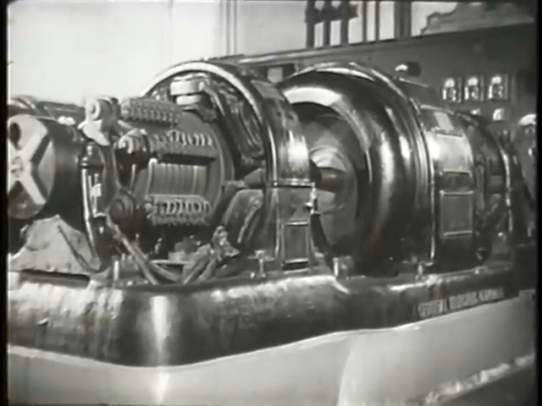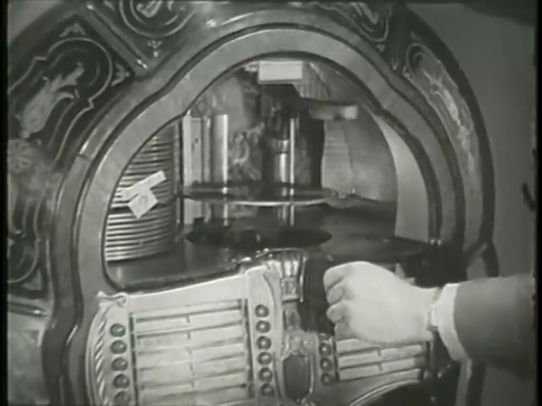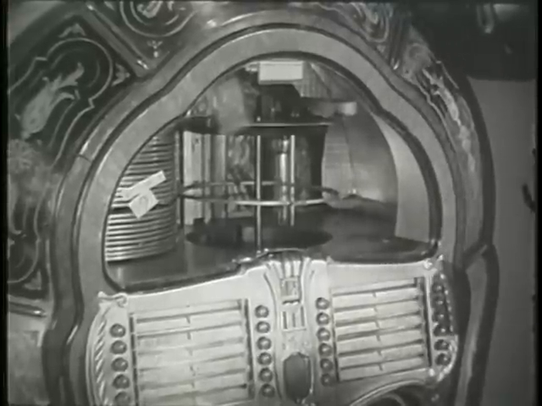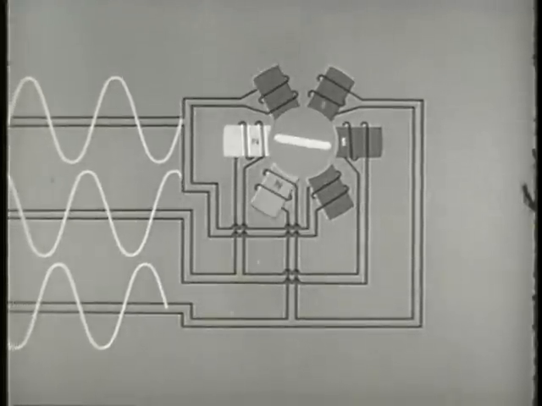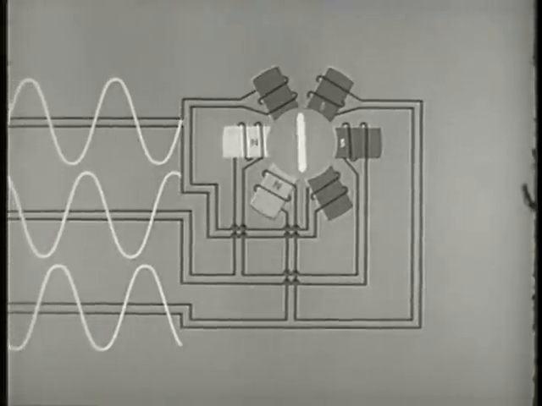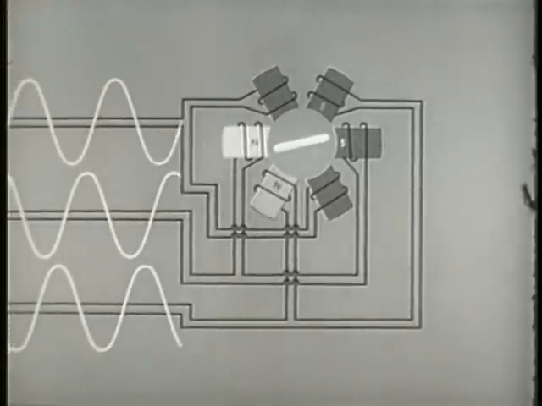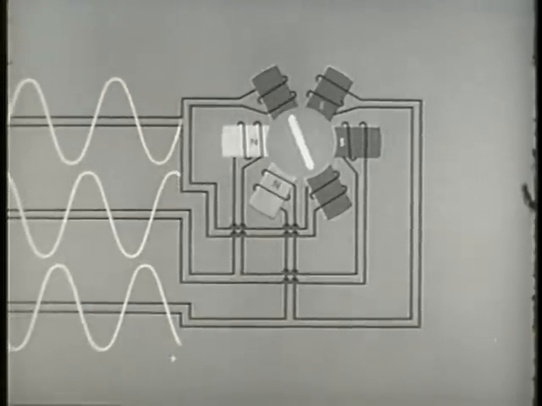Among the principal types of AC motors in use, the synchronous motor is used in situations where constant running speed is the governing factor. You'll remember that the operation of the induction motor depended on relative motion, that is, the difference in speed between the rotor and the rotating magnetic field. This relative motion induced an EMF in the rotor.